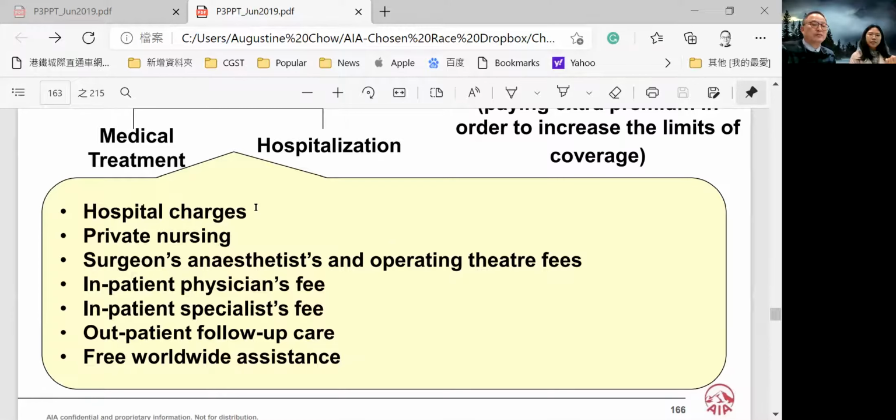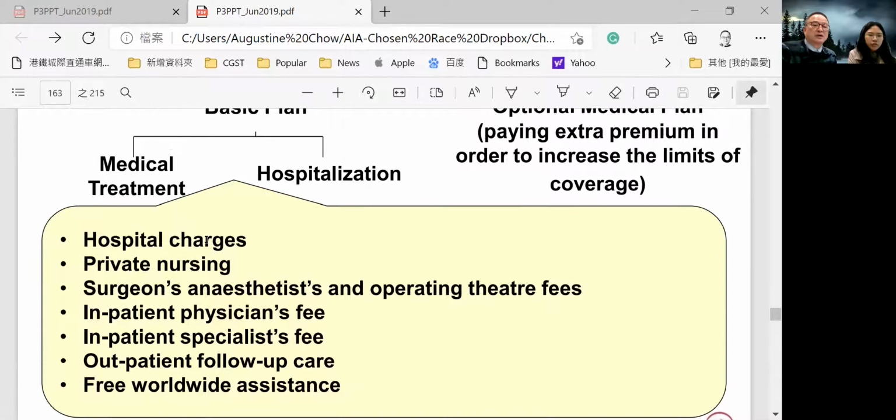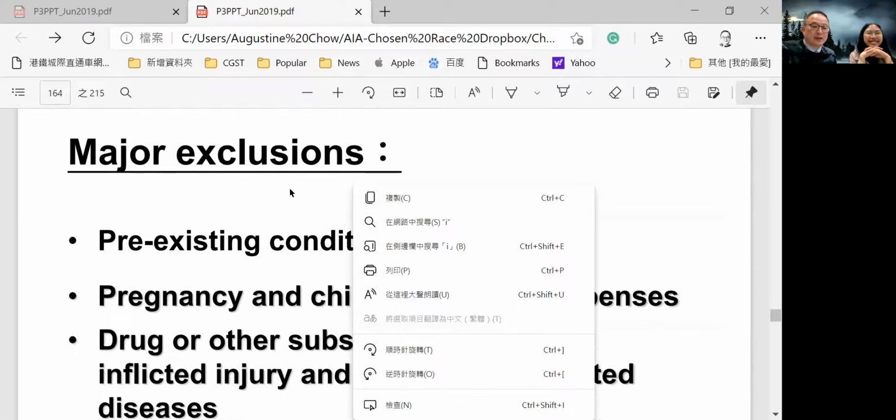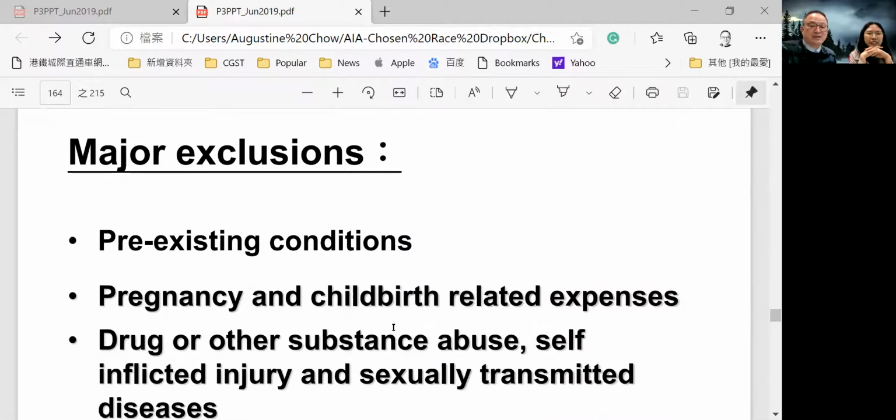So it's to cover a wide range. Hospital charge, private nursing, all this covered under the medical policy, under the hospitalization plans. Free worldwide assistance. And there's a policy called the pregnancy and birth plans, you can insure an unborn baby. If you are a pregnant housewife, up to, I think it's 5 months, stable, then you can buy a policy for yourself and for the baby.